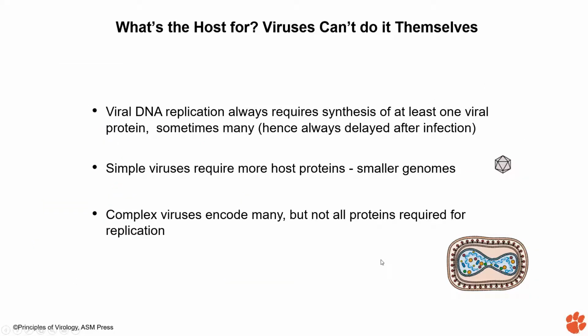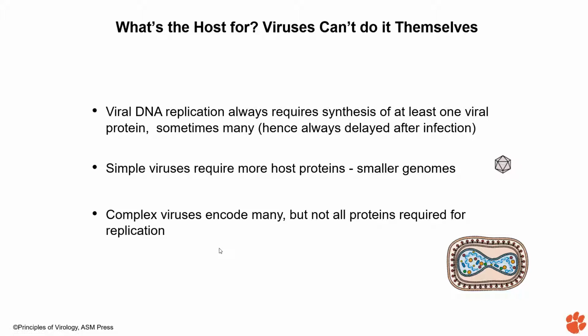We talked about that. So, a very general understanding, you only need some basic idea that viral DNA replication requires synthesis of at least one viral protein, sometimes many, and is always delayed after the infection. Remember that's the reason we talked about mRNA earlier, because that's the event that happens first. DNA replication happens later. That's why we talked about transcription before replication. Some simple viruses require more host proteins if they have a smaller genome. Complex viruses encode many, but not all, of the proteins required for replication. Some of the host proteins are needed for sure.